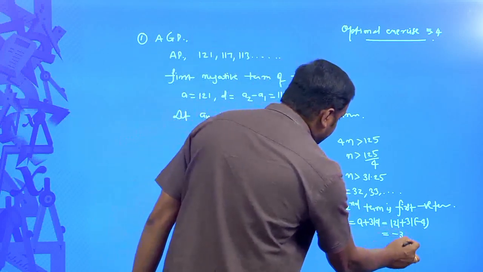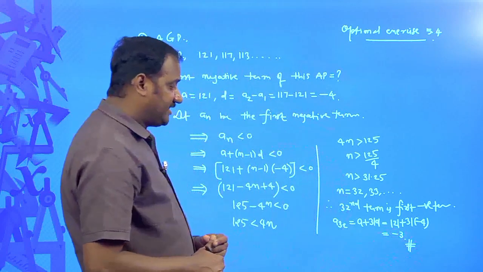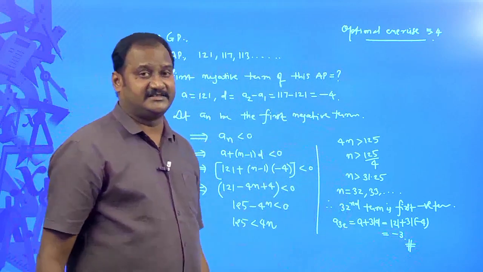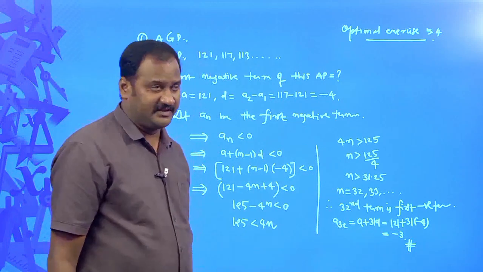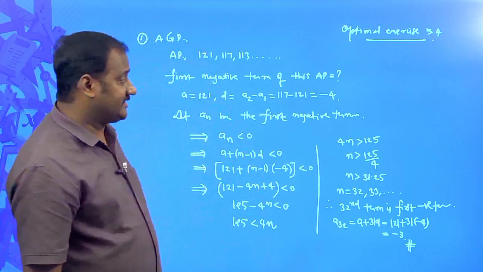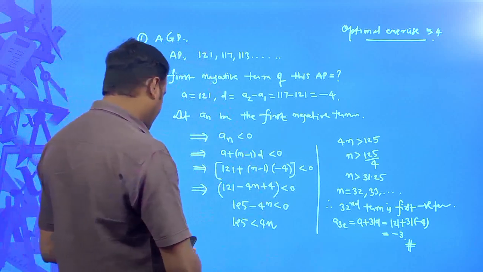So, this minus 3 is the first negative number, and the term that holds it, the first negative term, is the 32nd term. So, hope you understand how to answer this. These are very important problems as well as interesting problems, right.